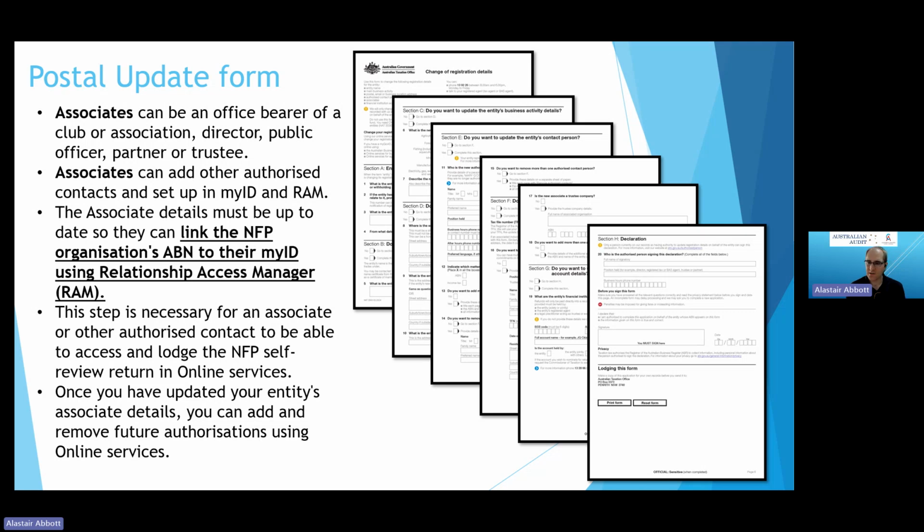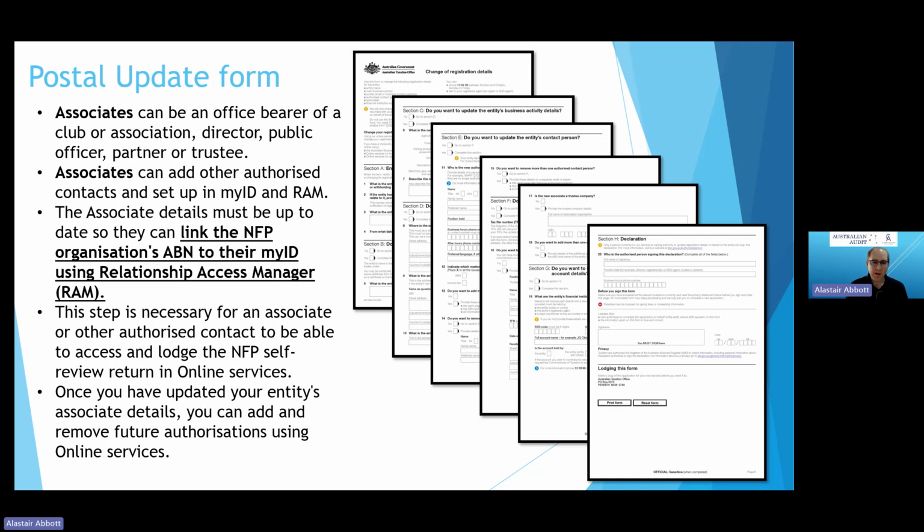The important point you want to be looking at here is section F in the form, which is about the associate details. Associates could be an office bearer, it could be the director, the partner, the trustee, or whoever. But when you fill in those associate details and the ATO processes the form, that's the trigger that will then allow you to connect up to the digital services.